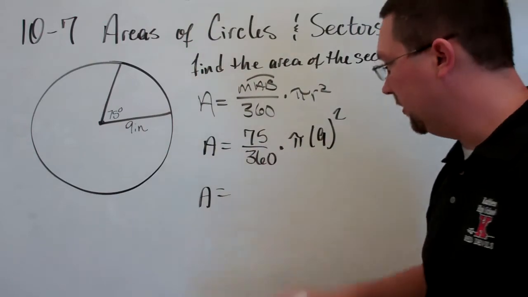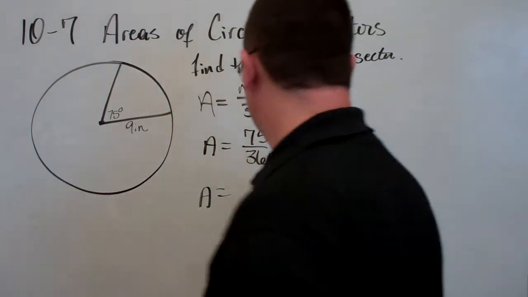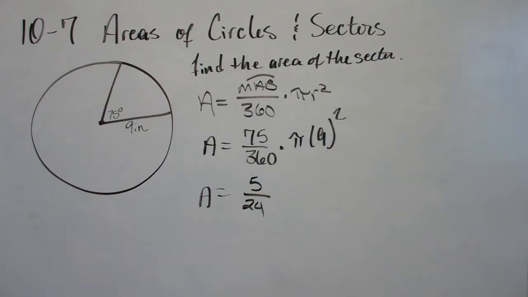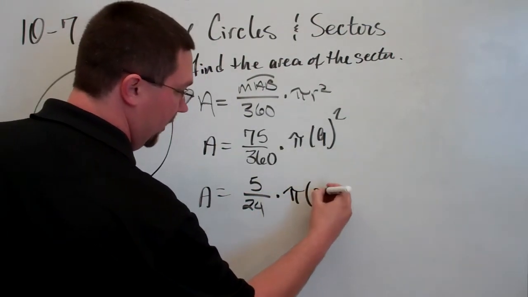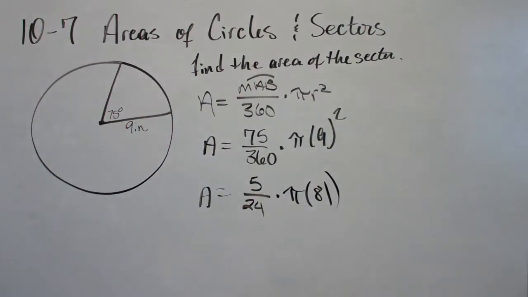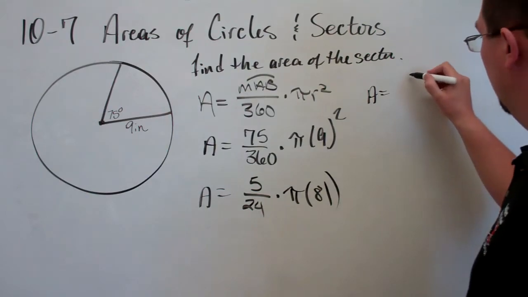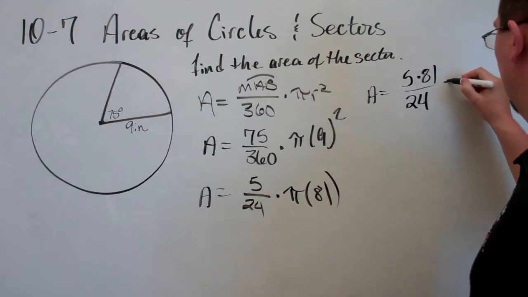So area equals 75 divided by 360, which I'm going to leave in a fraction, which is 5 over 24. The reason I'm leaving this in a fraction is because it gives you a run-on decimal. Alright, times pi, 9 squared is 81. So now the area is 5 times 81 over 24 pi.